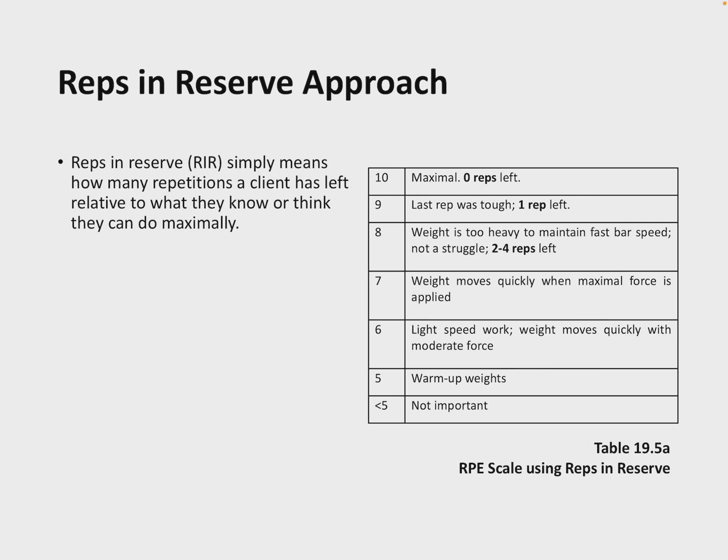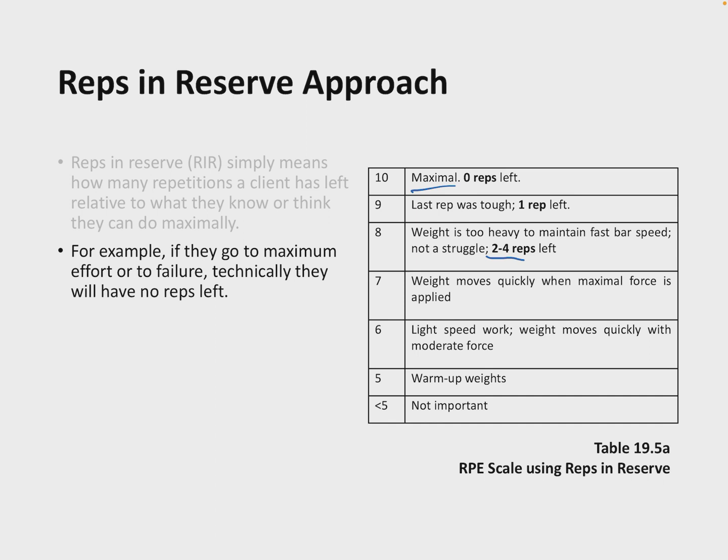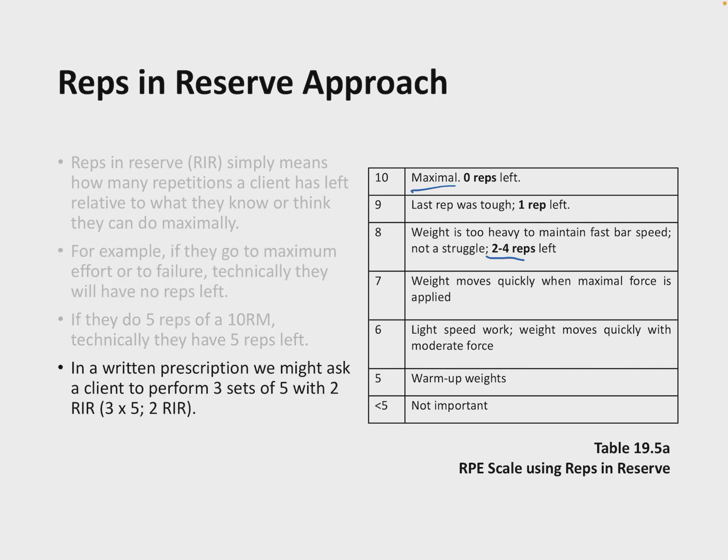So notice in our table 19.5 that 10 is maximal and an 8 indicates that they feel like they'd have 2 to 4 reps left if they continued. So we use this modified scale and we use it to prescribe resistance training intensities for the more advanced client when we try to educate them. We also need to note the scale starts at 5 with warm-up weights, and most strength prescriptions will lie around an 8, 9, or 10. So you understand the written prescription.